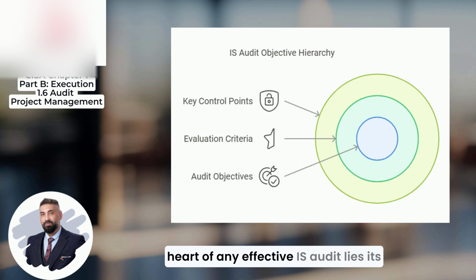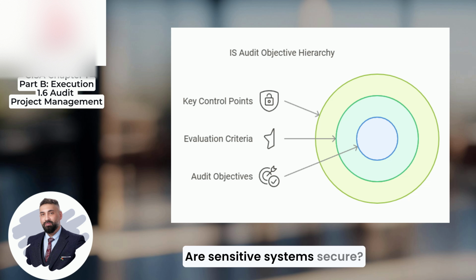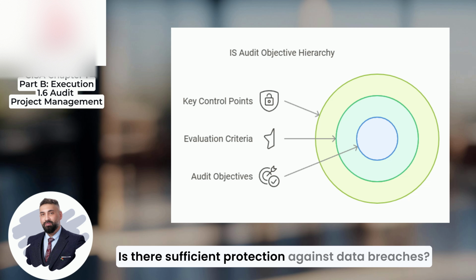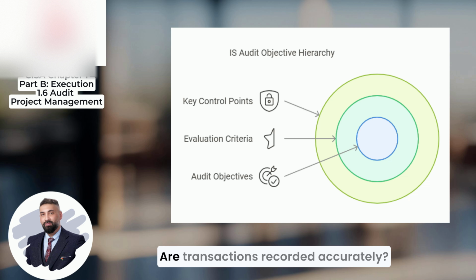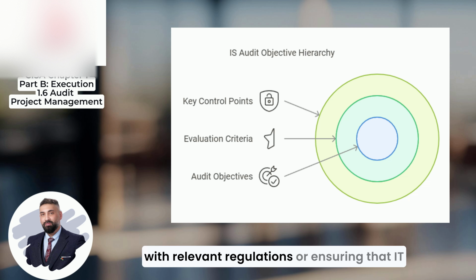At the heart of any effective IS audit lies its objectives, the why behind the process. These guide every action and decision. For instance, one common objective is to confirm that internal controls work as intended. Are sensitive systems secure? Is there sufficient protection against data breaches? Are transactions recorded accurately? Objectives might also involve checking for compliance with relevant regulations or ensuring that IT resources are available and reliable.